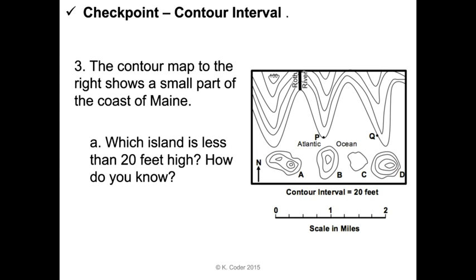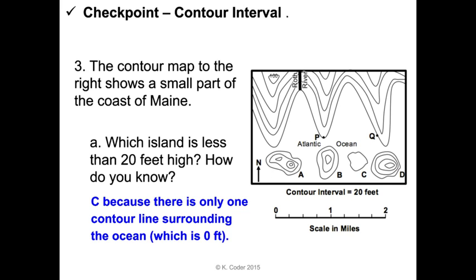Now, when we look at this map, okay, we see the 4 islands of A, B, C, and D. We want to know which one's less than 20. Now, if it's on the ocean, that means that the exterior contour line for each one of these islands is going to be 0. Okay. Now, as we come up from each one of them, according to our map here, says an interval of 20 feet. Okay. The only one who doesn't have any lines above sea level, okay, is C.